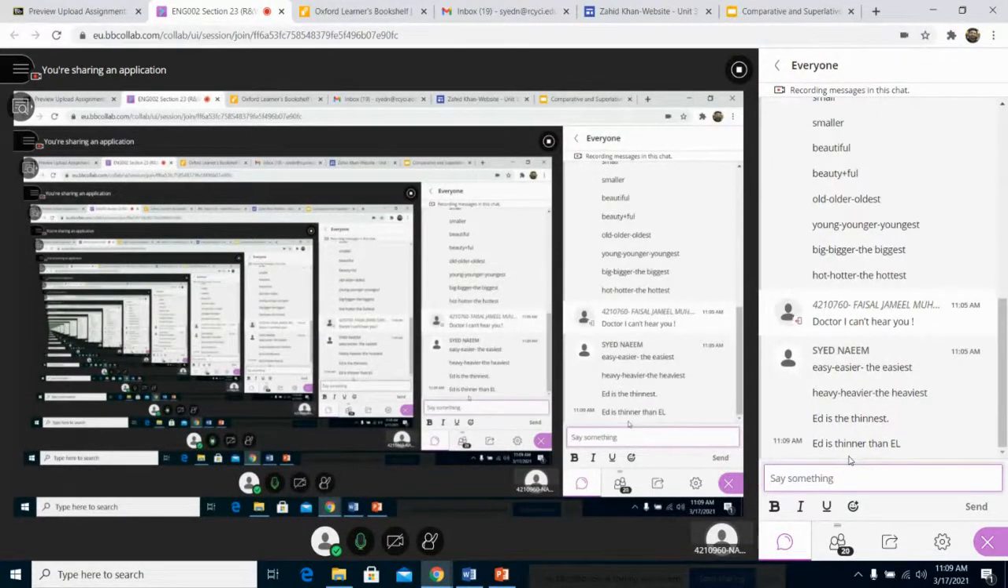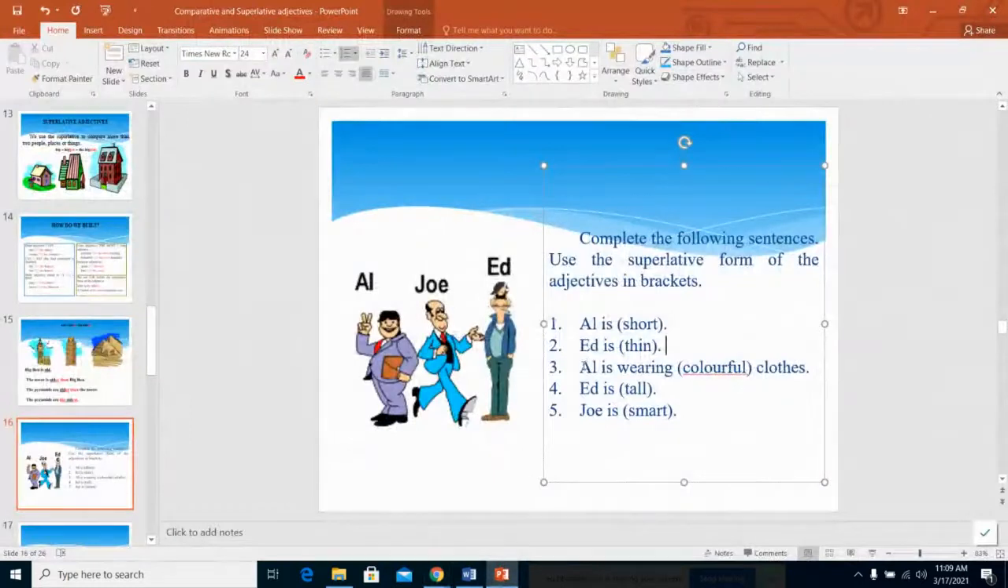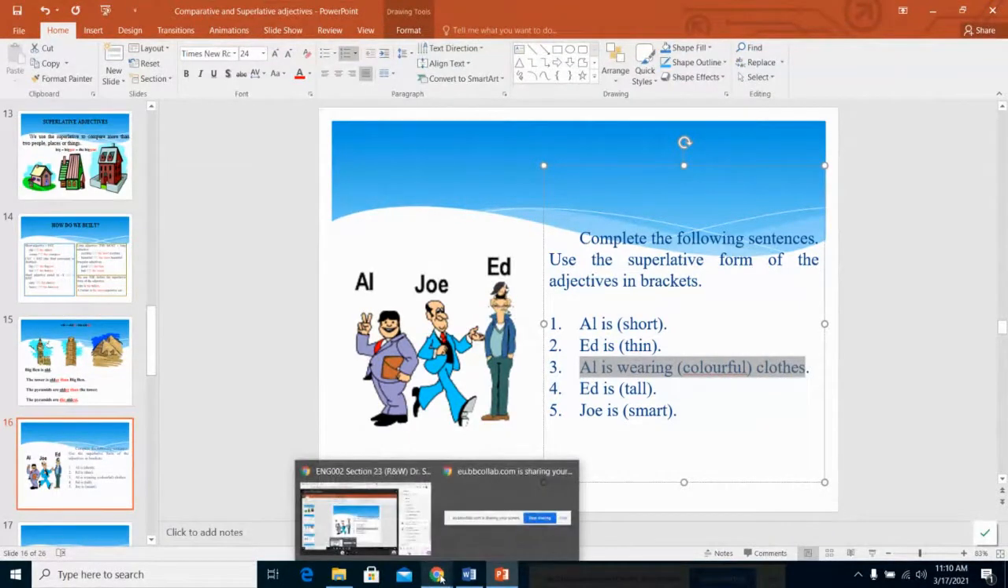All right. Let's see another example. Number 3. Al is wearing colorful clothes. Can someone, some good student in the class, make comparative or superlative adjective sentences?